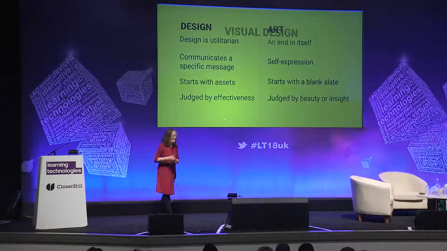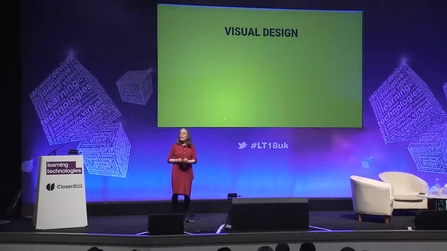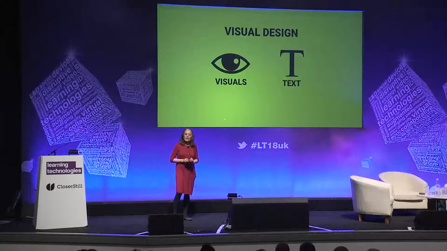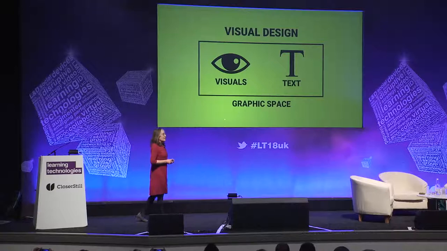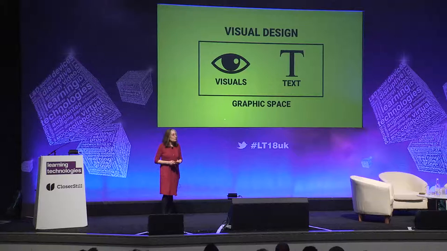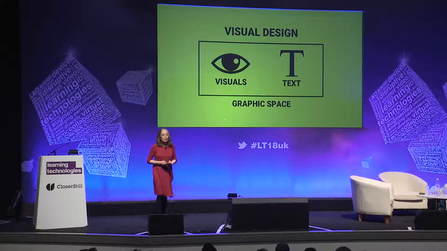So what is visual design? When you hear this simple explanation, it makes everything clear. Visual design is the arrangement of visuals and text in graphic space. Visual design is the organization of visuals and text in graphic space. You can do that. All you have to do is nicely arrange the visuals and the text in graphic space, and maybe know a few 20 or so other things.